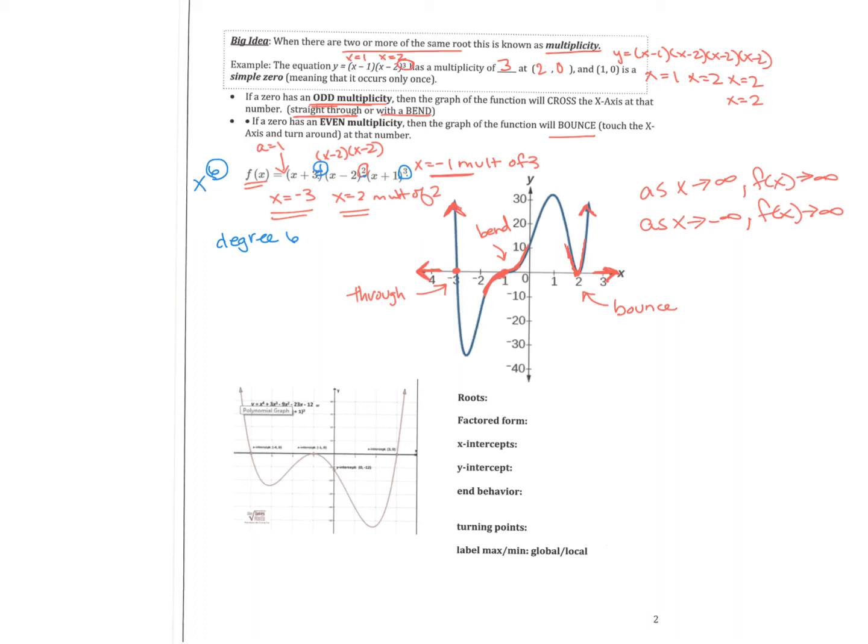And let's look at the graph. This is a 0 with a multiplicity of 1 because it went straight through. This is a 0 with a multiplicity of 3 because it was a bend.